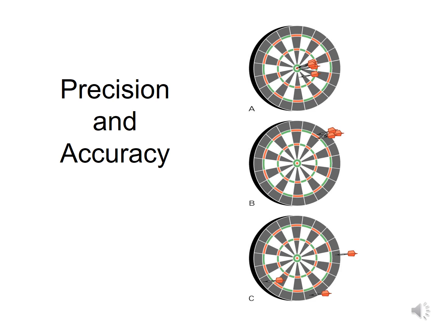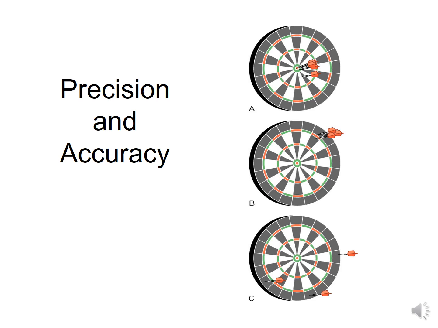Well, you'd say that for this first experiment, the measurement was fairly precise because the darts are pretty close to each other, and definitely 2 of them are in the bullseye and 1 is very close. So the experiment is also accurate. It's accurate and precise.